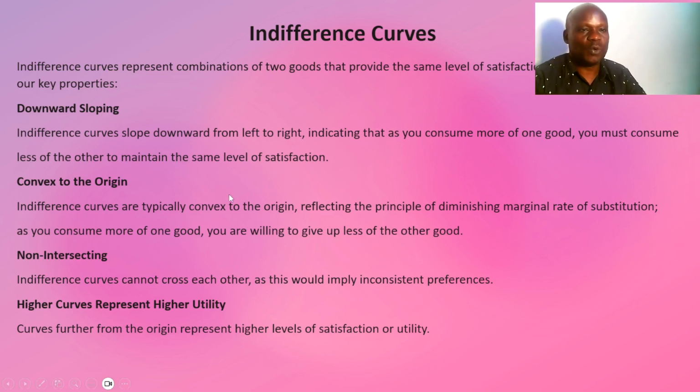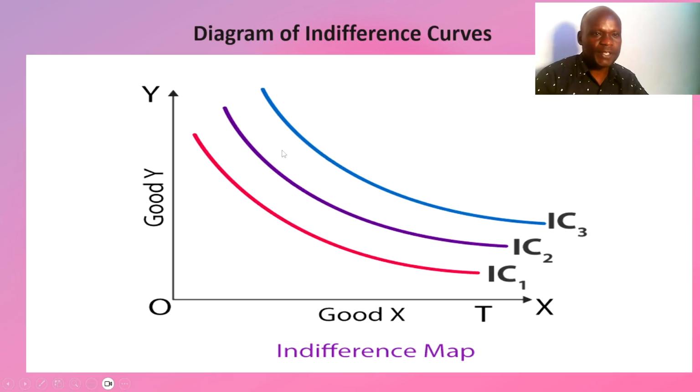So I want us to see this. This is the indifference curve. That's the diagram. We see that this is good Y and this is good X. So we refer to this as an indifference map. It's not an indifference curve because it has different curves in it. So we call it an indifference map. If we only had one indifference curve, we would have called it an indifference curve. But now this is an indifference map. And I'm using an indifference map so that we see the difference to bring out the 4 properties.